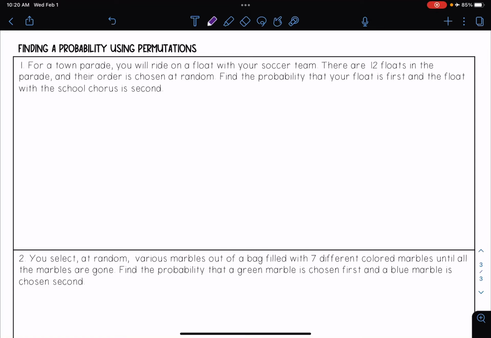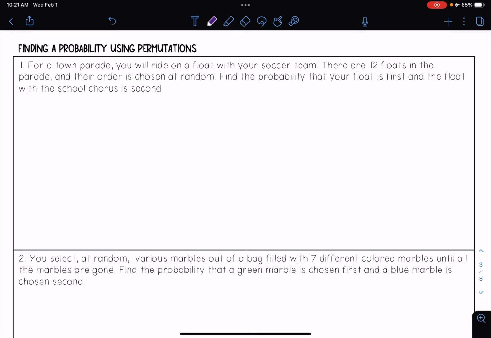So now we're going to apply finding probability using permutations. We're going to apply what we know about permutations to find a probability. Number 1 says, for a town parade, you will ride on a float with your soccer team. There are 12 floats in the parade, and their order is chosen at random. Find the probability that your float is first and the float with your school chorus is second.